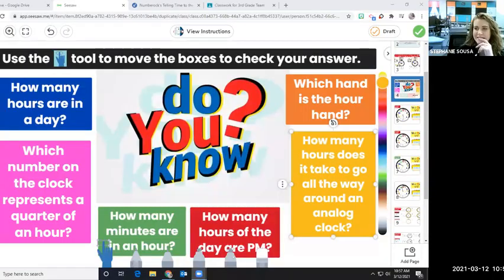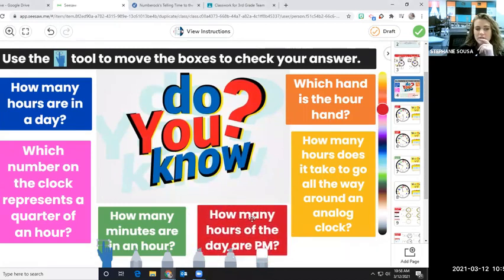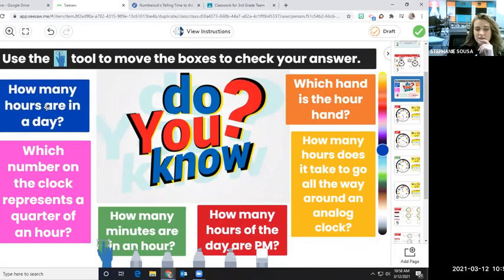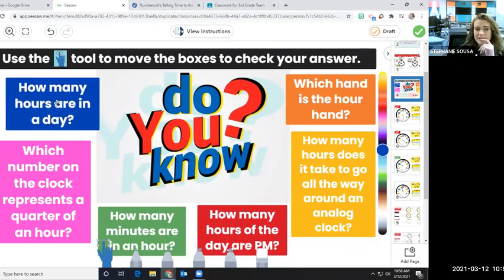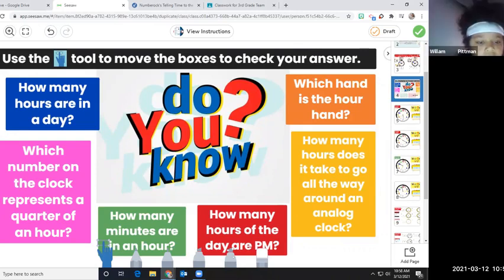Hopefully you recognize that there are a lot of common 12s, 24s, and 60s when it comes to clocks. 12, 24, and 60 are numbers that you're going to hear over and over again when we are talking about clocks, okay? There are 12 hours in AM, 12 hours in PM. There are 12 hours on a clock face. There are 24 hours in a day, okay? There are 60 seconds in a minute and 60 minutes in an hour. 12, 24, and 60 are going to be numbers that you hear a lot, okay?